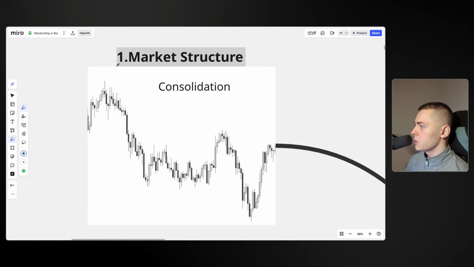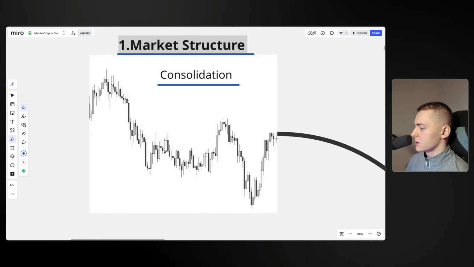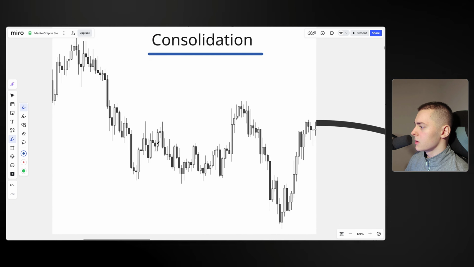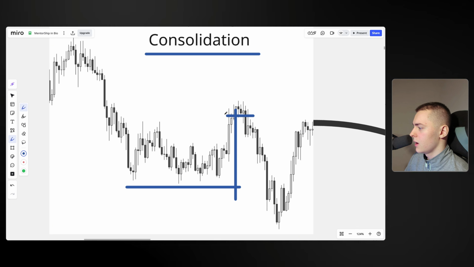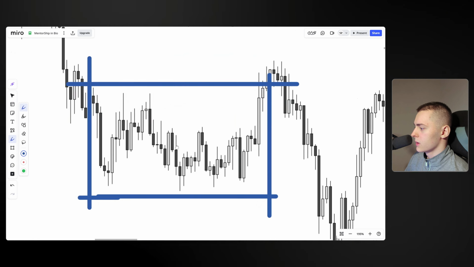Now, the first thing that we are going to look at is market structure. This specifically is consolidation. Now, what is consolidation? Consolidation is when the market is not going to the upside, but it's also not going to the downside. That is consolidation. And I want you to focus on this little bit of price action right in here. We ignore everything else that is on the chart right now.